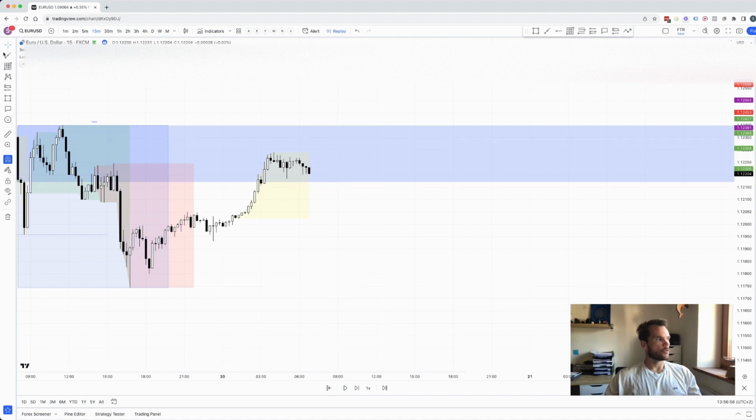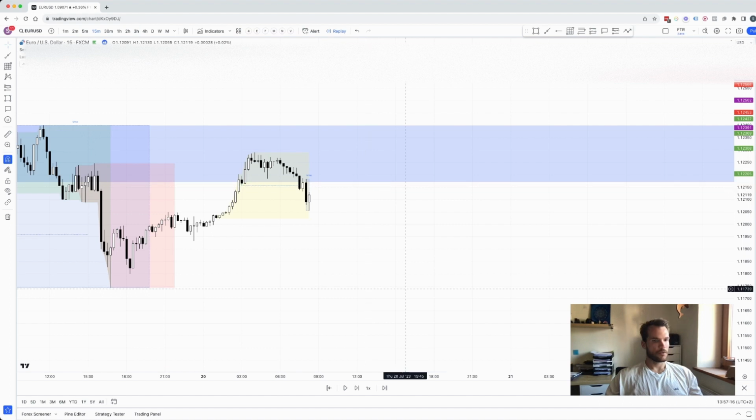Pretty much what we're looking for at this point. This is our CHOCH level. We're on a break below that. Okay, pause that for a second. Let's have a look what we have here.